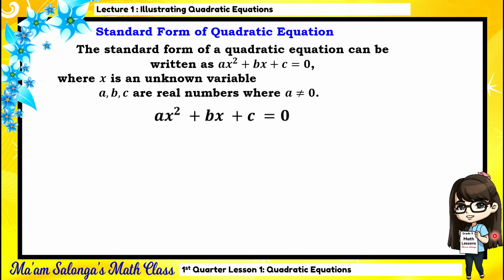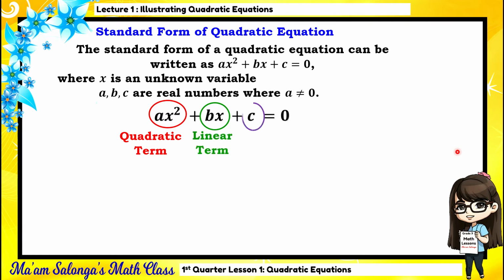Remember that if quadratic equation is in standard form, it must be equate by 0. Nasa right side ang ating 0 at nasa left side naman ng equation ng ating expression. We call the term ax squared of the given equation as quadratic term, bx as linear term, and c as constant term.